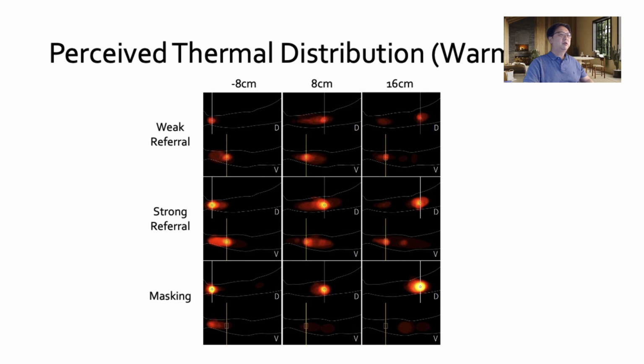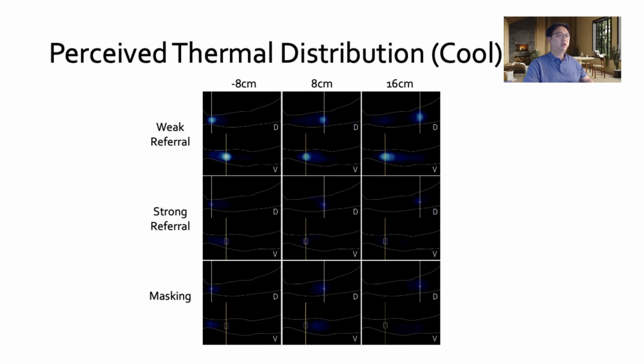The perceived thermal distribution showed a clear masking effect on the opposite skin side for the warm condition. We could also see the thermal masking effects on the opposite skin side for the cool condition, but the effect was not that clear.